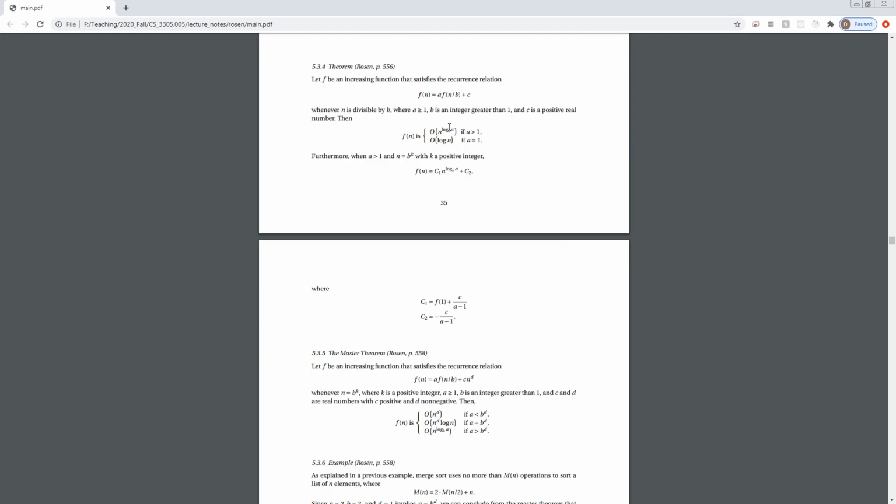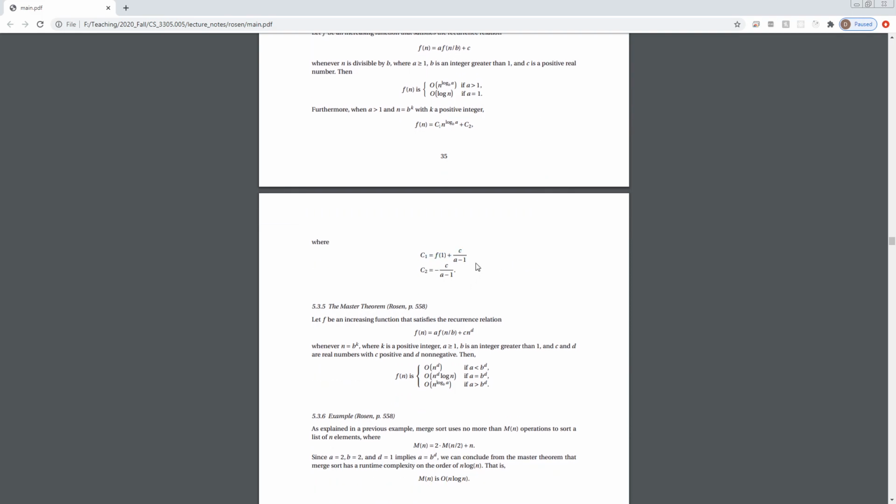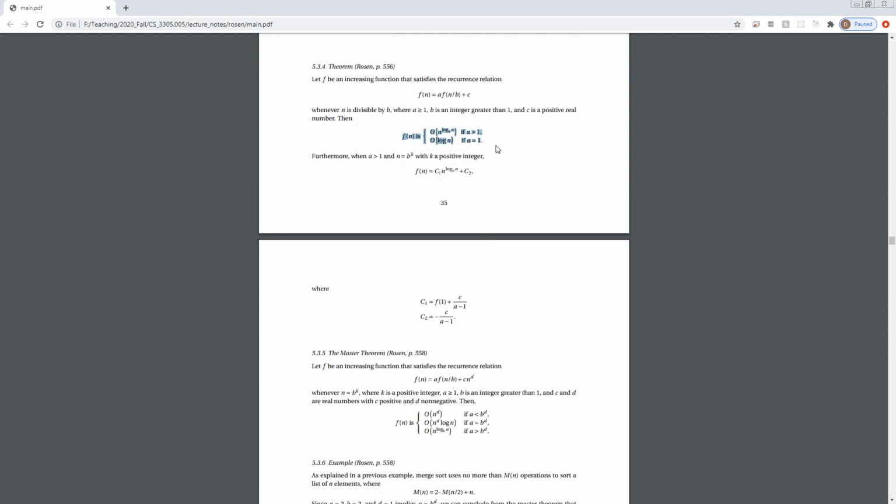So in the case of merge, well, we can't use merge, right, because we had n over here. But yeah, then you would get n to some exponent that is a log. And then it says, furthermore, if a is greater than 1 and n is equal to b to the k, with k some positive integer, then f of n takes on this form, right? So we've substituted this, and then we have these constants, and the constants have this form. I think this is really the interesting part of the theorem, as it gives you an alternate expression.